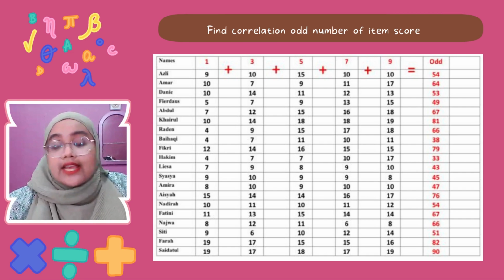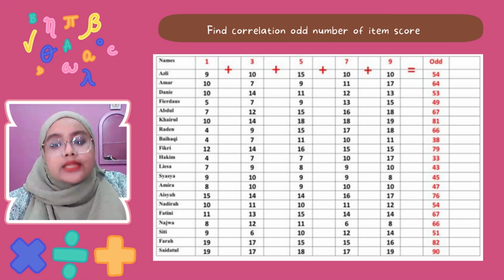This is an example of how to find the correlation of number of items scored. For example, Azli gets 9 marks for question 1 plus 10 marks for question 3 plus 15 marks for question 5 plus 11 marks for question 7 plus 11 marks for question 9, and the result is 54. Amma got 10 marks for question 1 plus 7 marks for question 3 plus 9 marks for question 5 plus 11 marks for question 7 plus 17 marks for question 9, and the total is 64, and so on for another student.